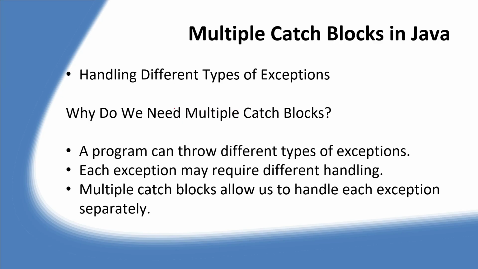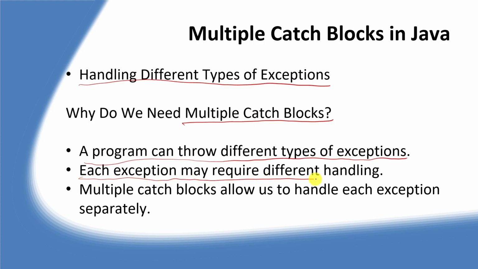So we'll see handling different types of exceptions using multiple catch blocks. Why do we need multiple catch blocks? Why can't we go for a single catch block? The answer to this question is that a program can throw different types of exceptions. It can be either arithmetic exception or index out of bound exception. There are many exceptions a program can throw, and each exception may require different handling.